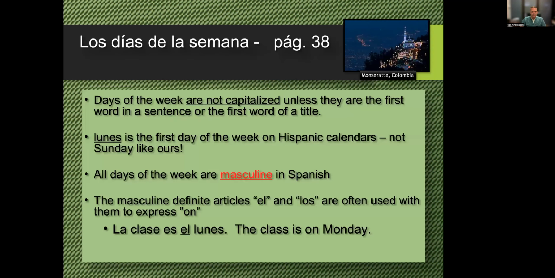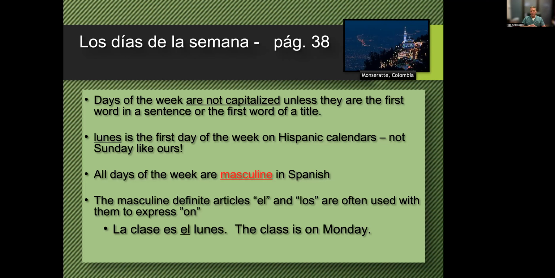Good job. Now we're going to look at days of the week. And this is going to be very useful. This will come into play a lot, not just in school, but the rest of your lives as you speak Spanish. So some things you'll have to learn. Just a couple tips. Days of the week are not capitalized in Spanish unless it's the first word of the sentence or the first word of a title. But just randomly in the middle of a sentence, they don't capitalize like we do, Monday, Tuesday, etc.